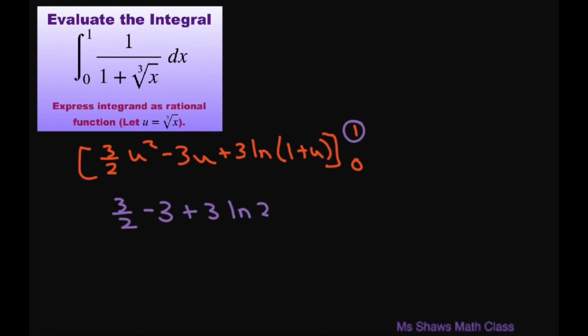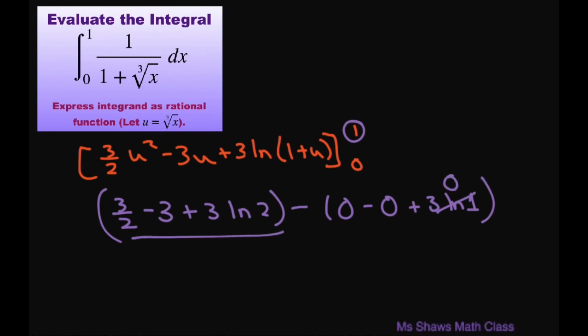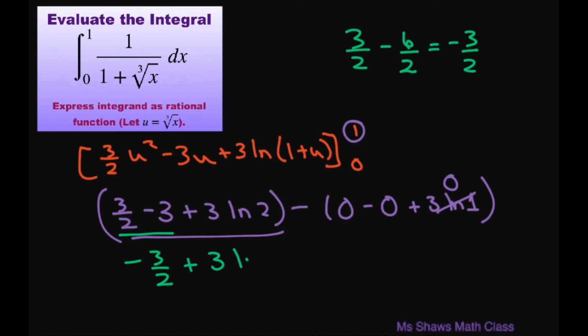When you substitute in 0, you're just going to get 0 minus 0. And if you substitute in 0 here, you're going to get plus 3 ln of 1. But ln of 1 is 0. So that's all 0. So we're just going to deal with the rest. Now 3/2 minus 3. Let's see, 3/2 minus 6/2, right? That would give you negative 3/2. So you have negative 3/2 plus 3 ln of 2.